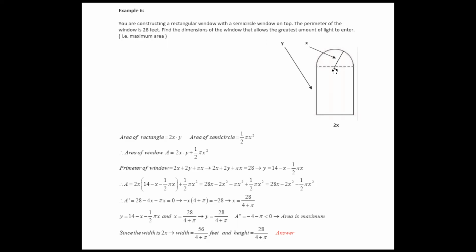This we're calling the radius of the circle, from here to here, here to here. This, we're going to call it X. And if we call this part X, then this part is 2X. So we're making this 2X.